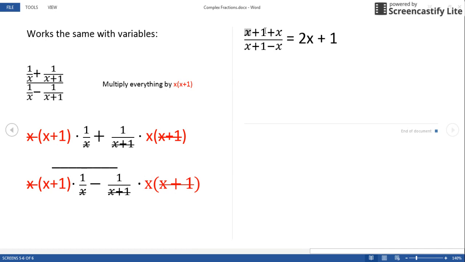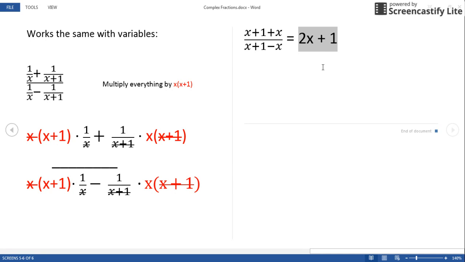On the top, x plus x gives us 2x plus 1. On the bottom, looks like those x's are adding out, and we're left with just a 1 on the bottom. Remember, you don't have to put a 1 on the bottom of a fraction, so we can leave this answer as just 2x plus 1.